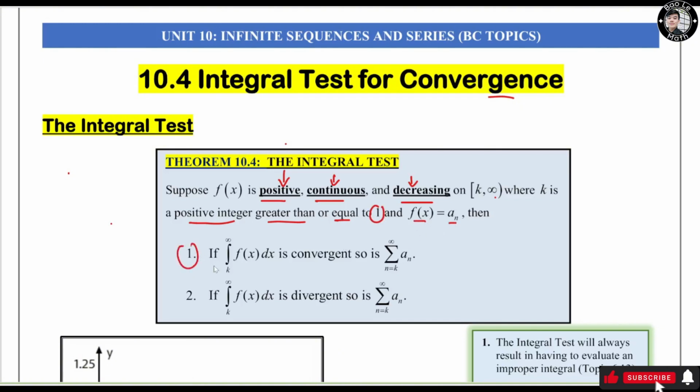Number 1. If the integral from k to infinity of f(x) dx is convergent, so is the series. Number 2. If the integral from k to infinity of f(x) dx is divergent, so is the series.